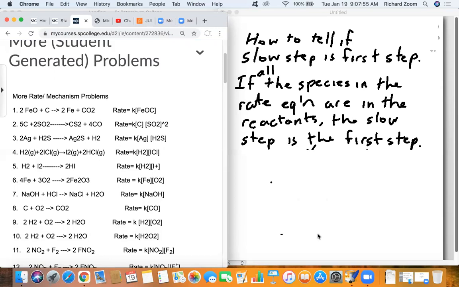Number 10, slow step, first step. The answer is no. H2O2 is not a reactant. H2 and O2 are reactants. We can make H2O2 from H2 and O2, but H2O2 itself is not a reactant. The answer is no. So the slow step is not the first step.